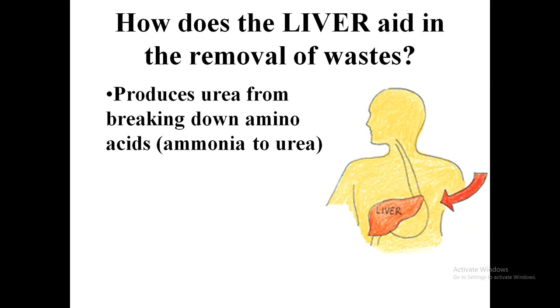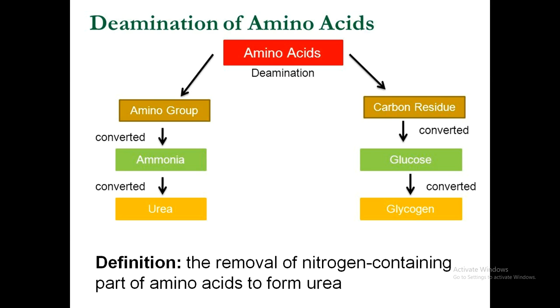How does the liver aid in the removal of waste material? It produces urea from the breakdown of amino acids. This process is called deamination. Ammonia is converted to urea. The deamination process of amino acids: amino acids are brought from the muscles. This is the amino acid structure.